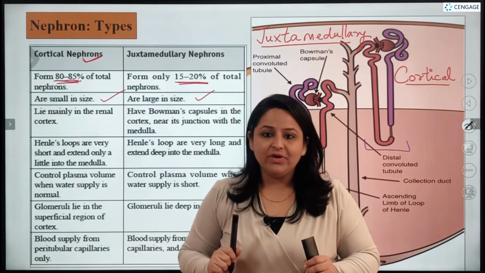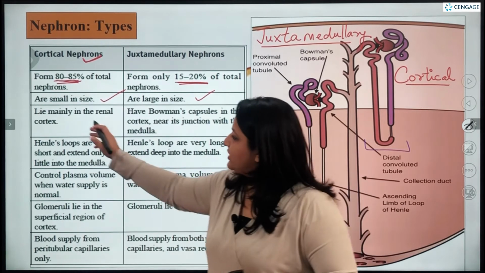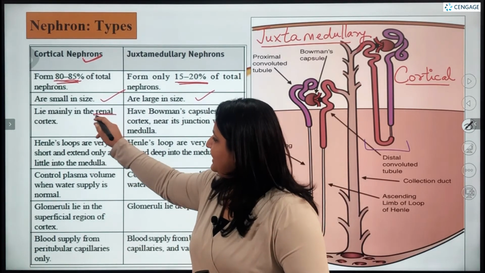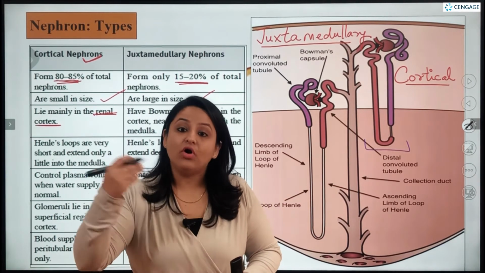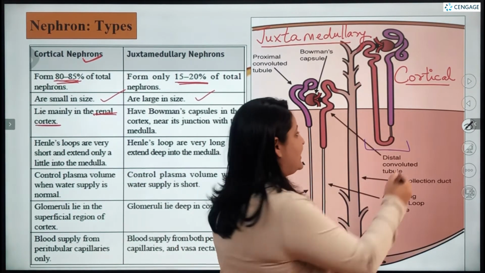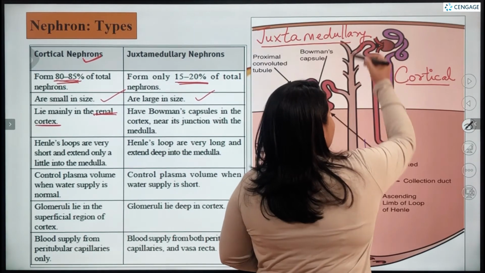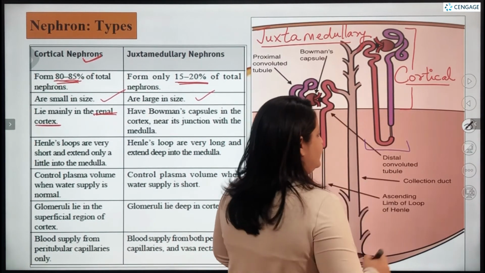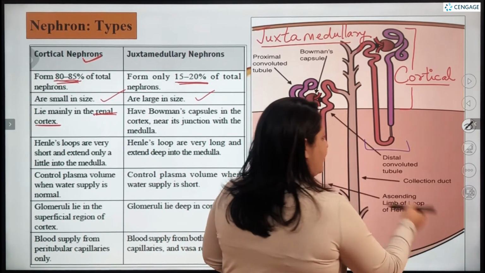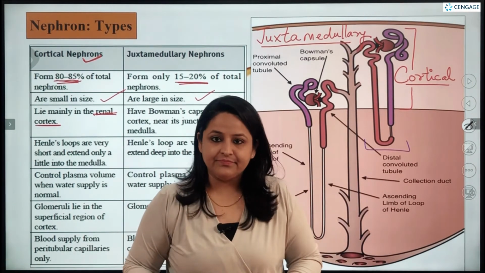We can have a look over here and we can see that the cortical nephrons lie mainly in the renal cortex portion, and that is the reason the name cortical nephrons comes over here. We can see the majority of the nephron is present in the cortex region here, whereas this dark part is known as the medullary part.